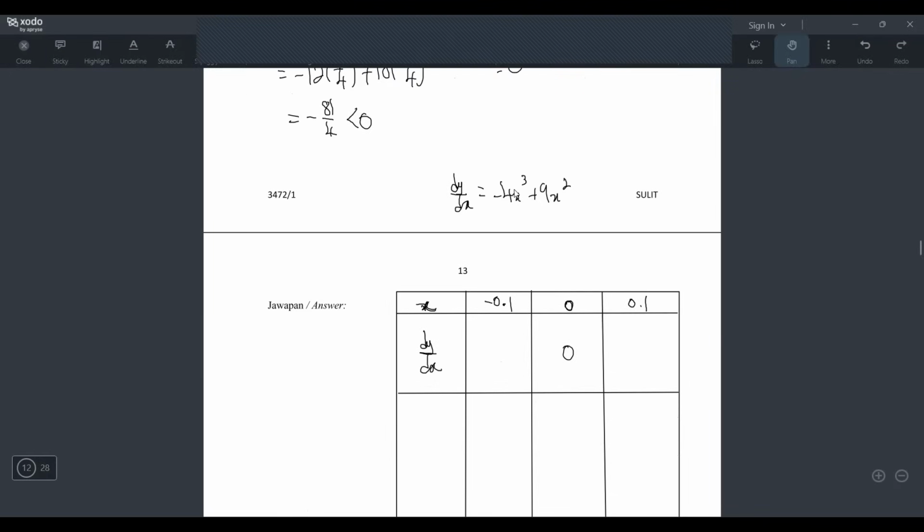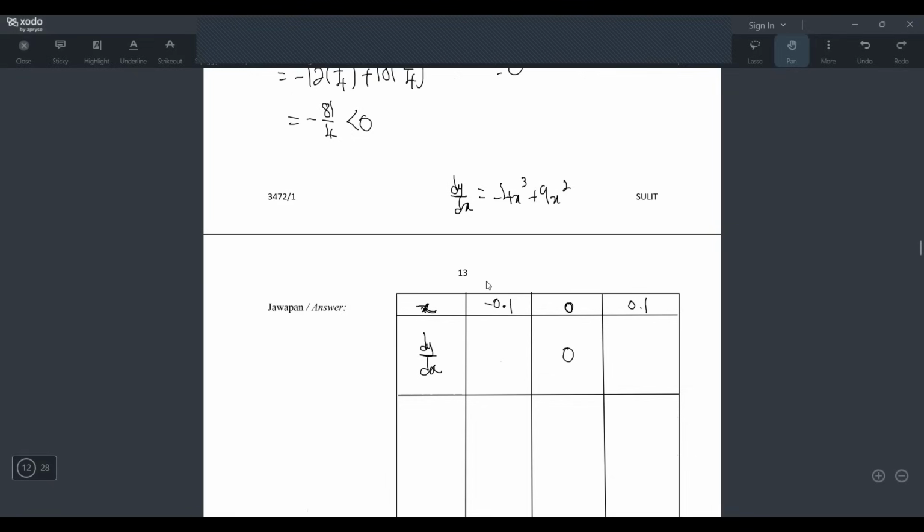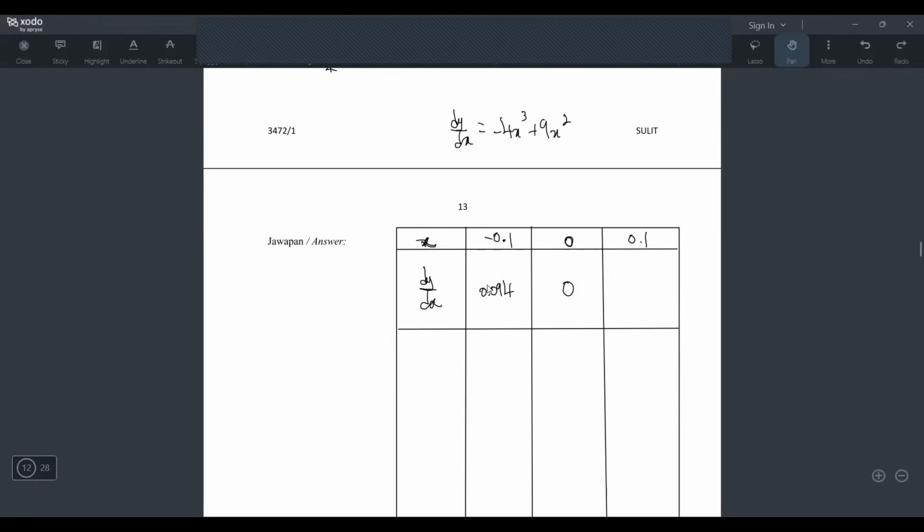Then what if x is negative 0.1? You use your calculator: press negative 4 bracket negative 0.1, just substitute into the x, and you will get 0.094. But actually, the value is not that important. We just want to know positive or negative. Let's substitute 0.1, and you press the calculator, you get 0.086. And I repeat one more time, the value is not important. What's important here is the sign, meaning whether it's positive or negative.